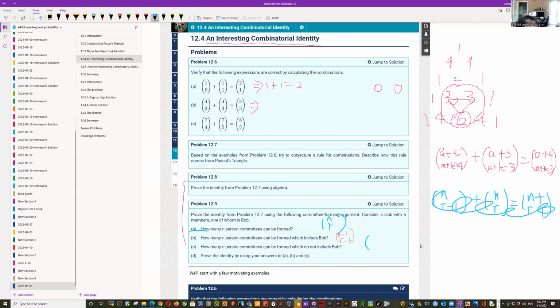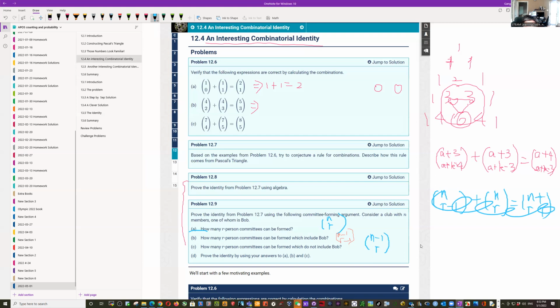So basically, without Bob, you have a smaller pool, so n minus 1 is the selection pool. But because Bob is not in the committee, it has 0 people right now, you are still tasked with selecting r members. So that's r.